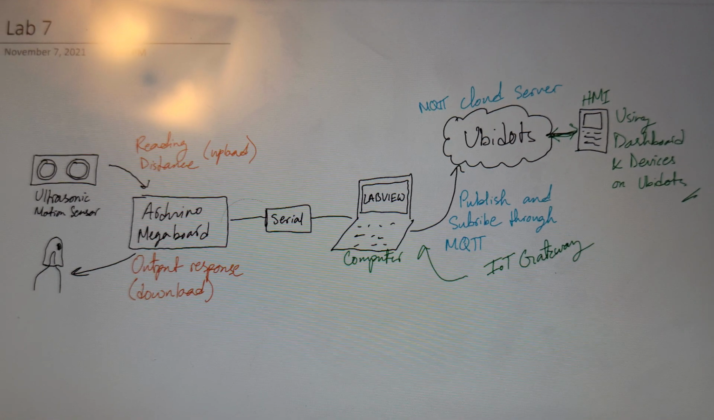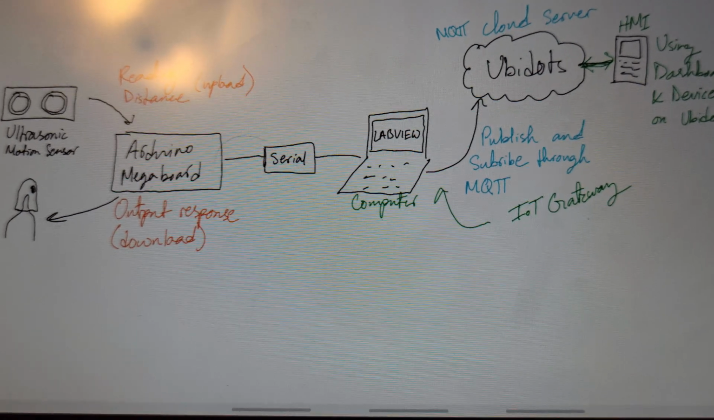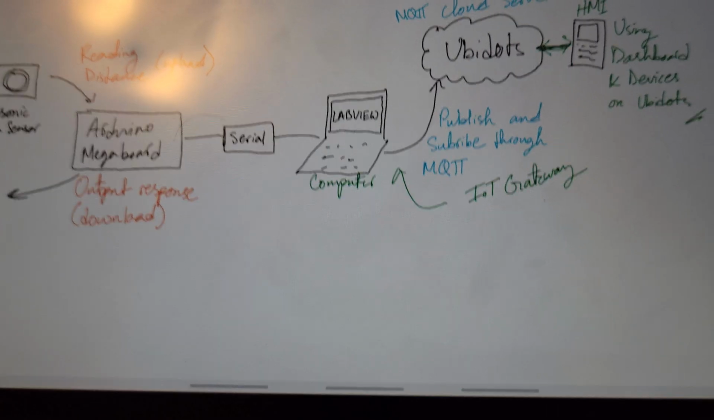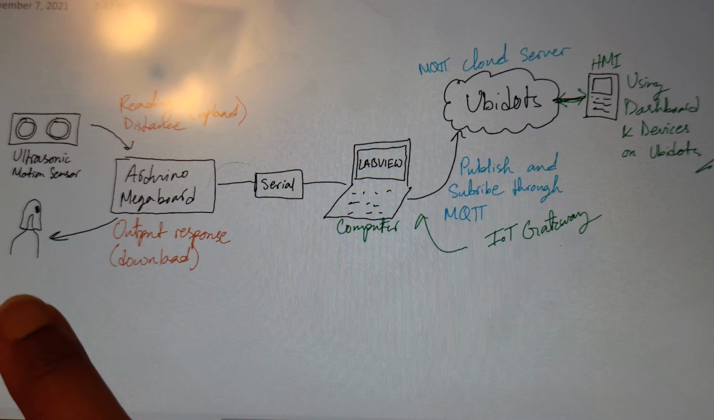After processing that information through the IoT gateway, which is through the publish and subscribe concepts that we learned in class, it will then send an output response, which is the LED download method.